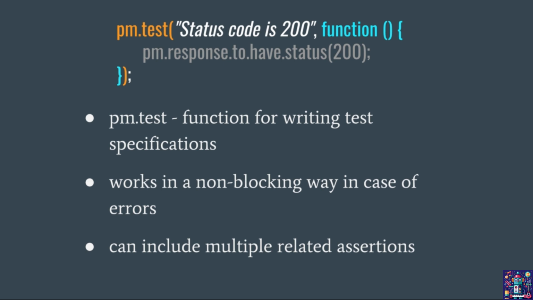What you can do inside pm.test is add multiple related assertions. It generally makes sense to have a test which tests something, and to make sure that test makes sense from a business point of view, you can add multiple related assertions to it. But don't worry about it at the beginning, it might be a bit too much. We'll get to that a bit later in the course. Now let's try to understand what exactly is going on.